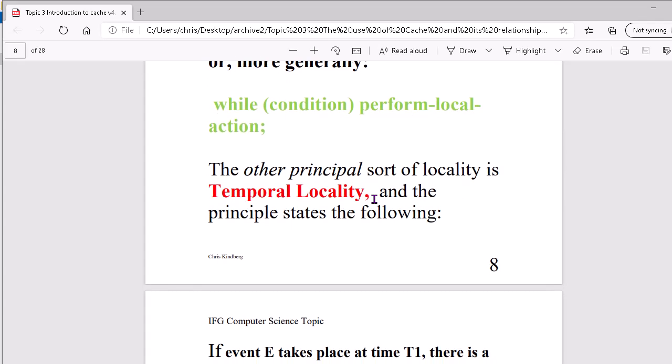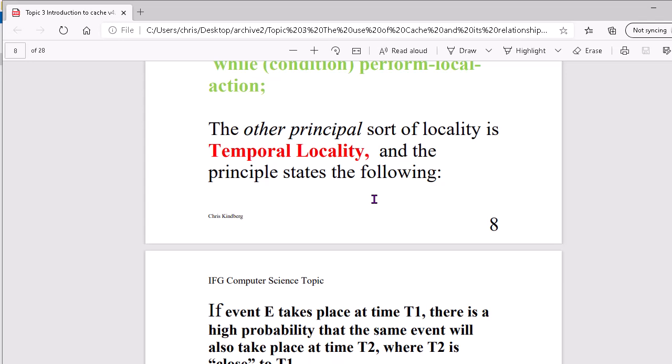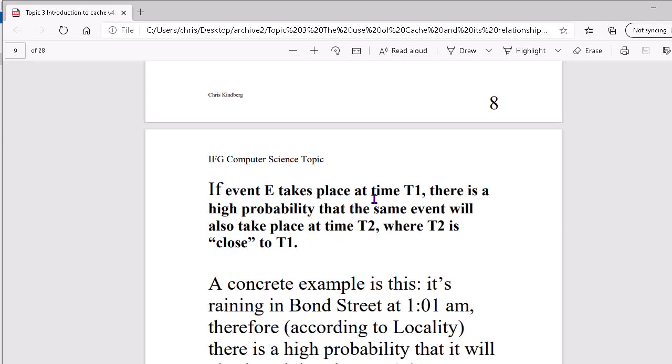So the other principle of locality is temporal locality. And the principle states the following. I want you to remember this definition, get this word perfect, and come to understand what it's actually saying. It says, if an event E takes place at time t1, there is a high probability that the same event will also take place at time t2, where time t2 is close to time t1. So the time intervals are very small between t1 and t2.